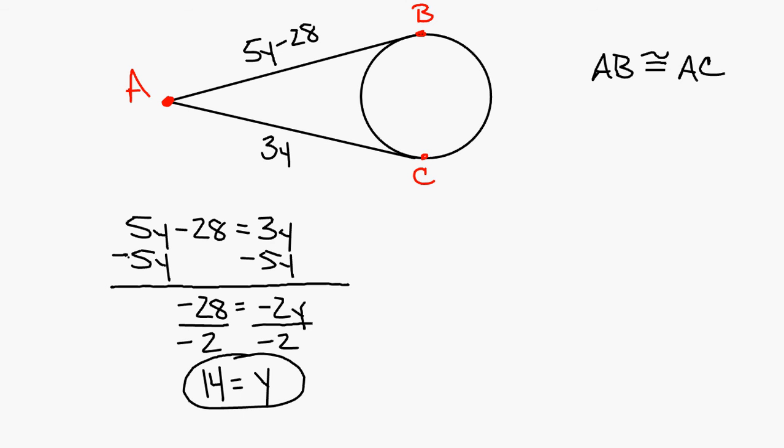So they could ask you to solve for y, or what else could they ask you? Yeah, exactly. So find AC. All right, so AC is going to be equal to 3 times 14, right? So it's 3 times 14, and what is that? AC is going to be equal to 42. Simple enough?